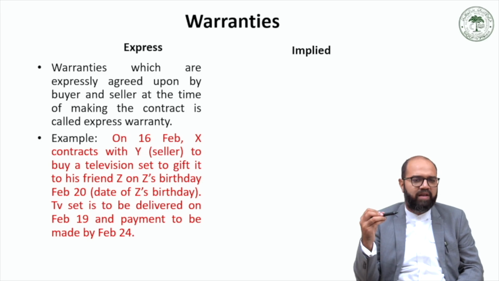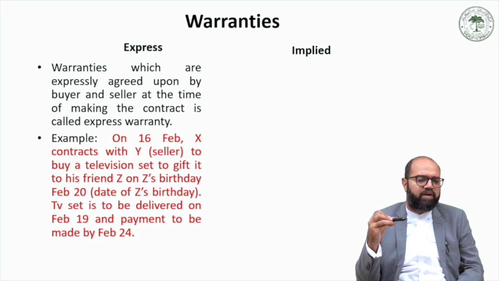We have discussed many examples of warranties in our introductory lecture on conditions and warranties, but just to refresh our memory, we have this example where X contracts with Y, who is a seller, to buy a television set to gift it to his friend Z on Z's birthday, that is February 20th. The TV set is to be delivered on February 19th and payment has to be made by February 24th.